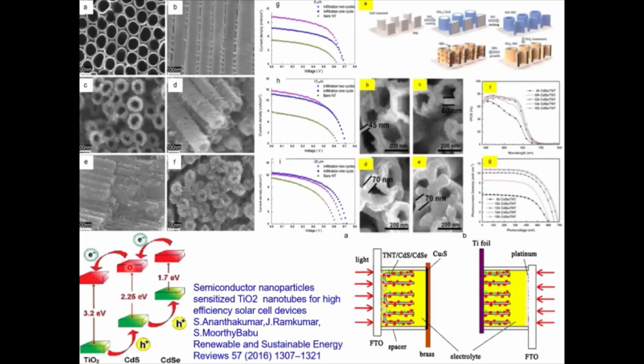You try to get the absorption of 1.7 electron volt by cadmium selenide, 2.25 for cadmium sulfide, 3.2 for titanium oxide as an absorber layer, right? You can harvest more solar energy and you can improve the efficiency, right? This is co-sensitization with different nanoparticles, right? The same hot injection process, okay?